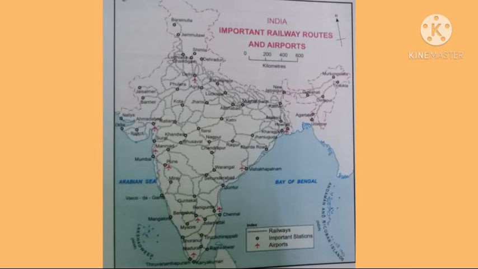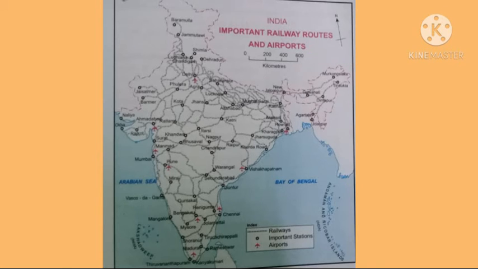Students, now you can observe the map which is given in the textbook, page number 65, figure 9.11. This map represents India's important railway routes and airports. If you observe this map, we can understand that apart from the north and northeastern part of the country, railway routes and airports are there. So we can go through some of the questions, such as: what does the map show? The map shows important railway routes and airports in India.